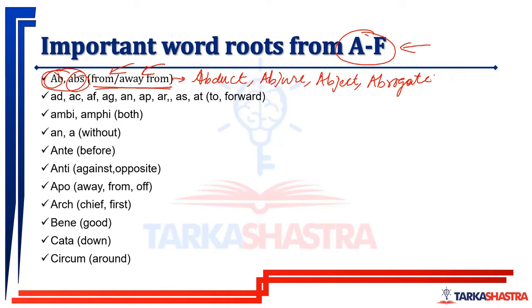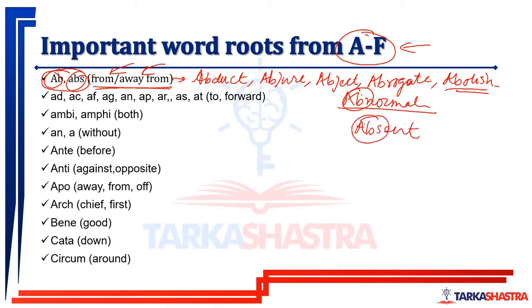Abduct means to lead away. Abjure means to renounce. Abject means to degrade, or something that is very low in level, so you can say degraded, right? Abrogate means to abolish. Abolish is also a word of similar category. Abstain means to keep away from. Abscond means to run away. And abnormal means something that is away from normal. So in all of these words, you can see the meaning of AB or ABS. Absent is also another word. You can see that there is some resonance of from or away from in all these words.